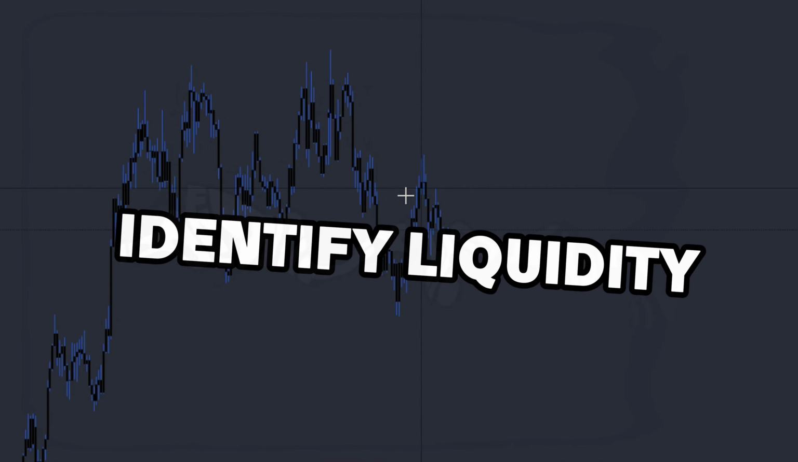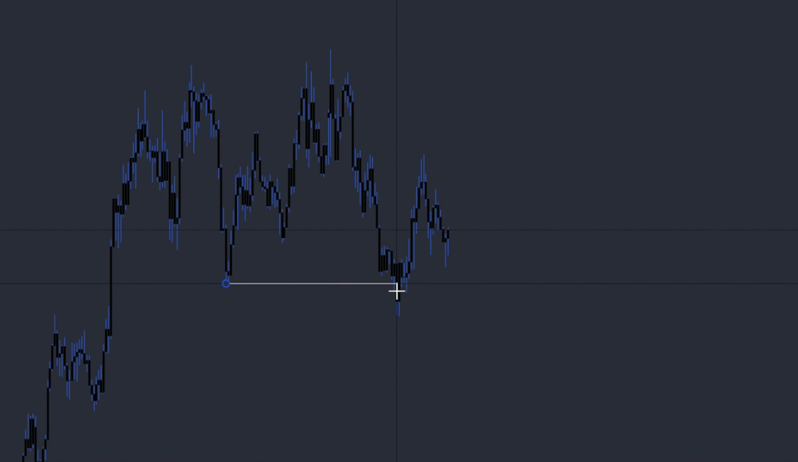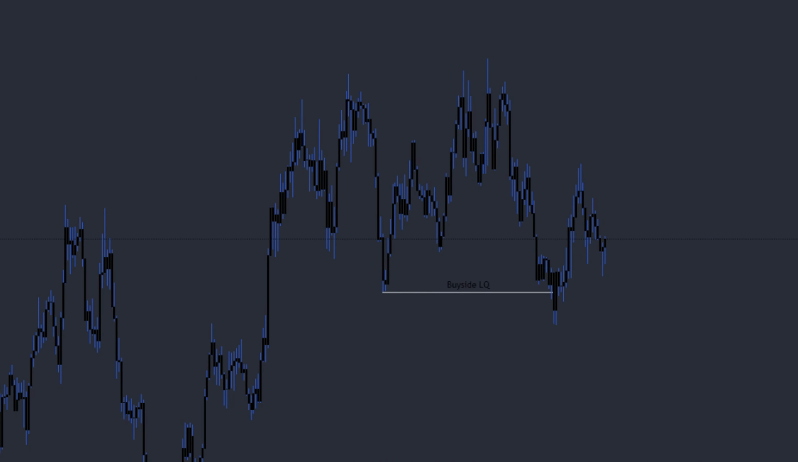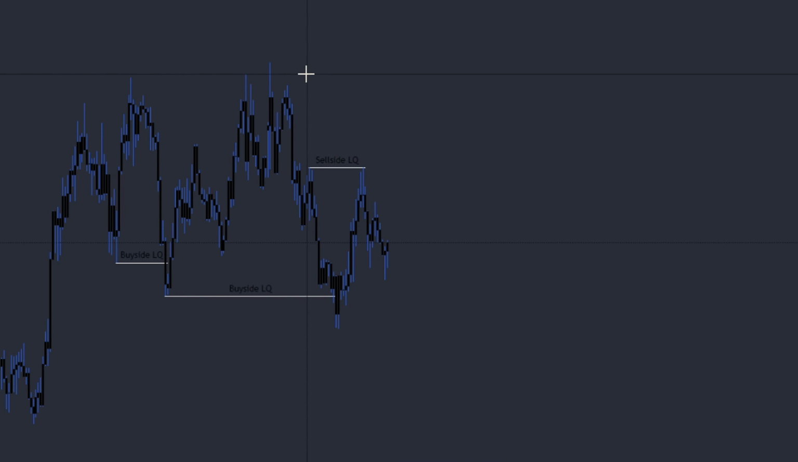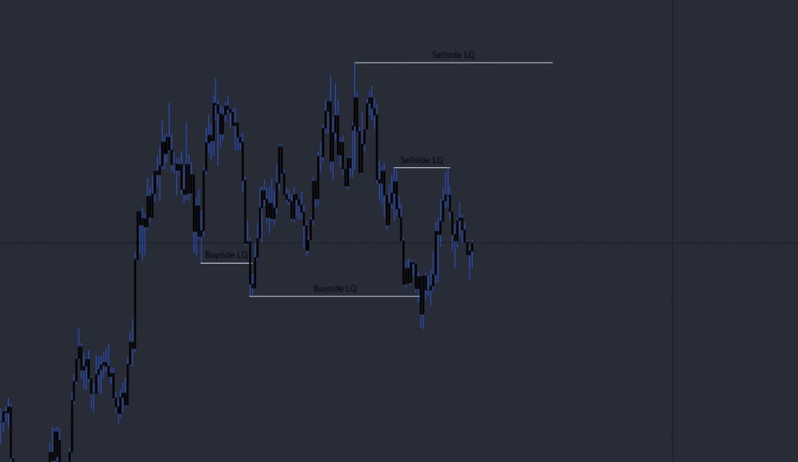Step 1, identifying liquidity. As you can see here, I am marking now the buy side liquidity which has been taken from that low. As well, you can see me mark out another buy side liquidity which has also been taken. You can see here that I'm now marking out where the sell side liquidity would be. You can see there double top, and then you can see me mark out another sell side liquidity target if I was to buy. That would pretty much be my target.